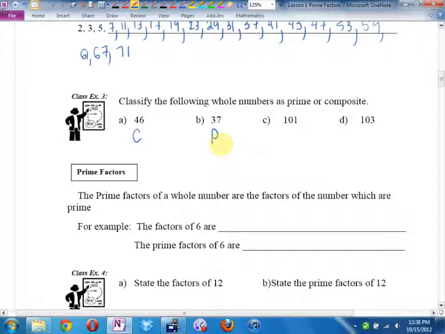101. Who says composite? Convince me. Now, this is where, okay, I know 2 doesn't work. I know 3 doesn't work. If 2 doesn't work, 4 won't work. In fact, no even number will work. I'm going to skip that. Try 101 divided by 11. No. 11 is 99, so 11 wouldn't work. I would try 13, 17, and 19 on your calculator. See if any of those work.